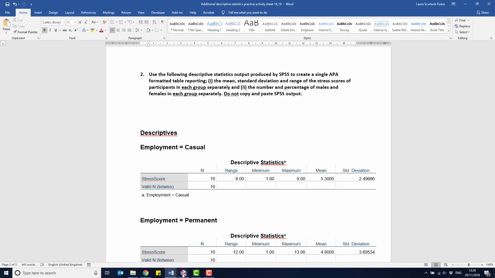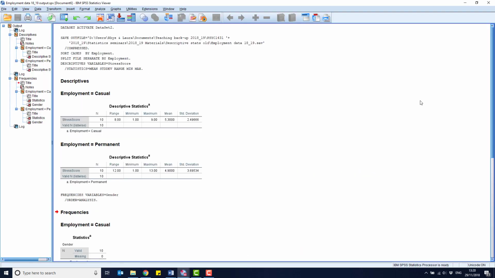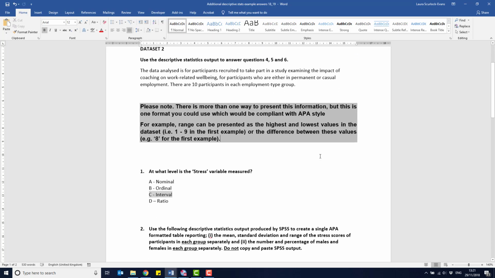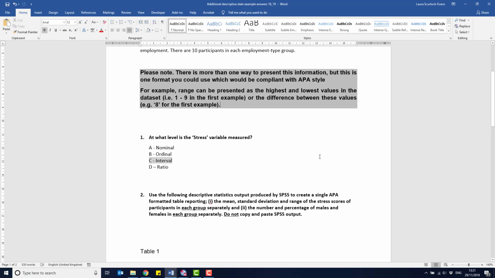Okay, so the output itself looks like this. So this is where the file was taken from. So in this document, I'm going to outline some of the answers to the questions, and with some of those, for example, how information could be presented and be compliant with APA style, there could be more than one approach. But with the first question, at what level is the stress variable measured?